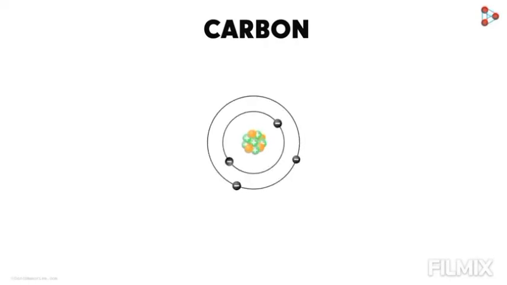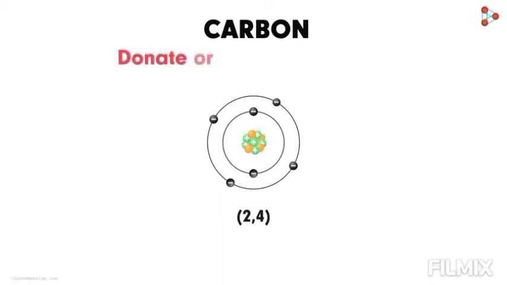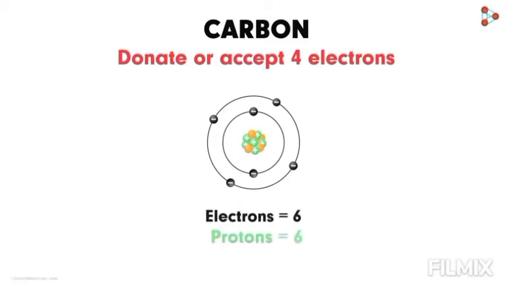Now when we look at a carbon atom, we can see that the atomic number of carbon is 6. So the electronic configuration will be 2, 4. Here we can see that in the outermost shell there are 4 electrons. So this carbon atom can either donate 4 electrons or accept 4 electrons.